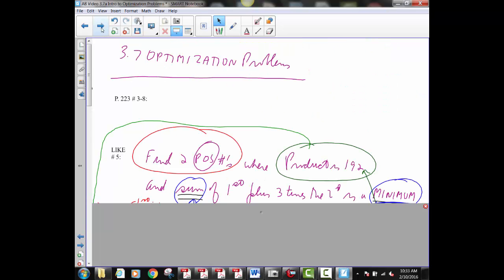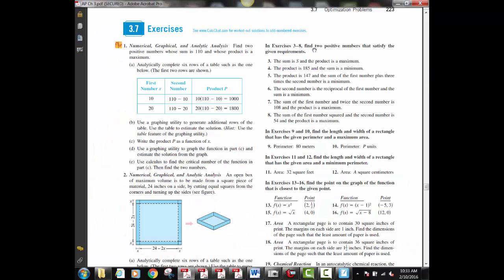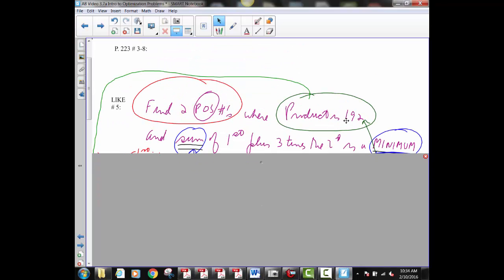Okay? All right. So these are questions like numbers 3 through 8. It says find two positive numbers, I would circle that, that satisfy the given requirements. So we're going to do something that's like number 5. Find two positive numbers where the product is 192 and the sum of the first plus 3 times the second number is a minimum.